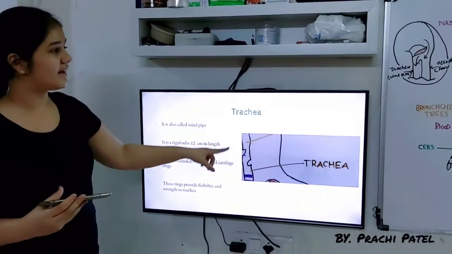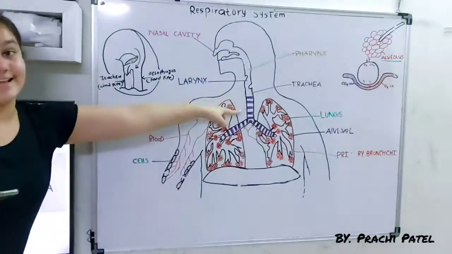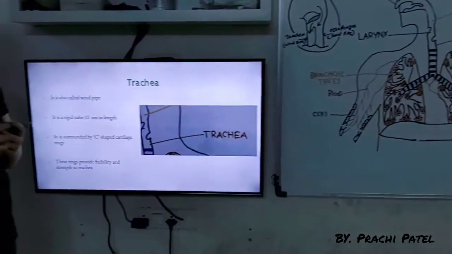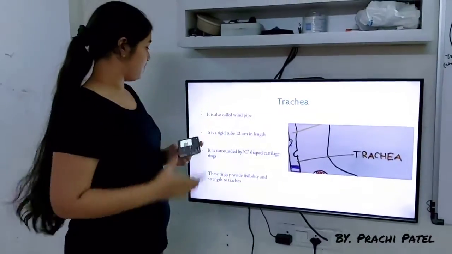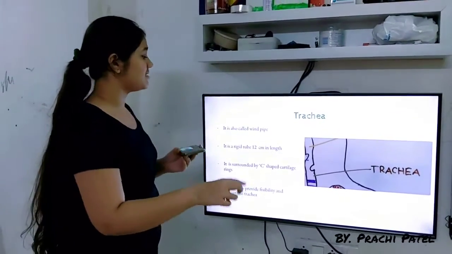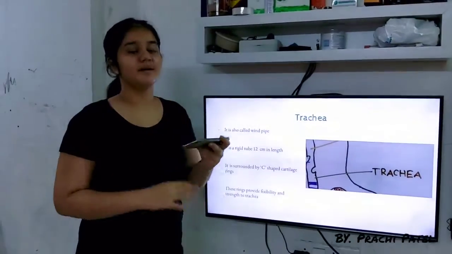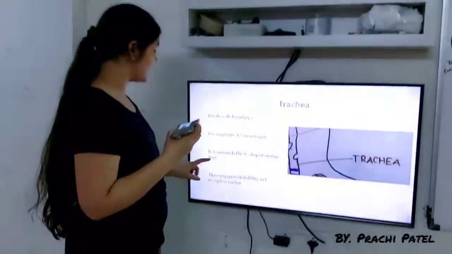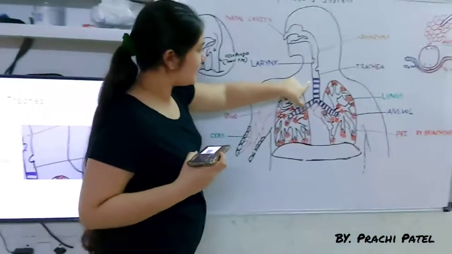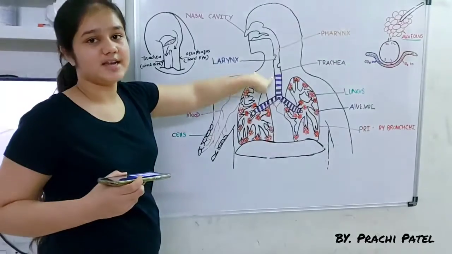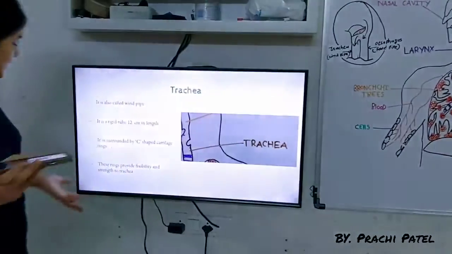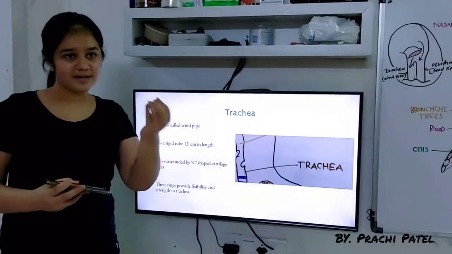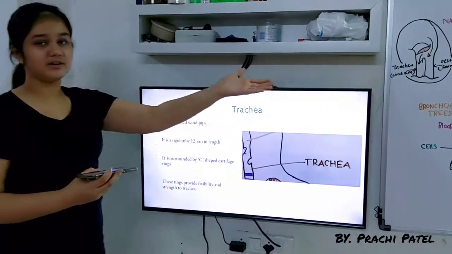You have heard of the voice box. The voice box is the larynx, and the larynx is the voice box. Now, next point, trachea. The trachea is right over here after the larynx. You can see it right over here. It is also called the windpipe. It is a rigid tube, about 12 cm long depending on the body size. It is surrounded by C-shaped cartilage rings. You can see the purple lines I have drawn right over here. This is called C-shaped cartilage. Now what does it do? This ring provides flexibility and strength to the trachea.